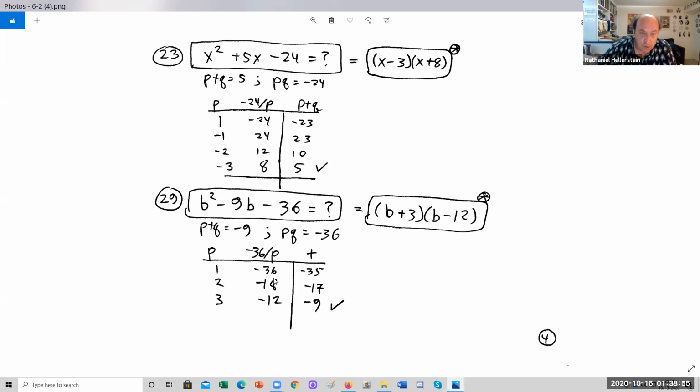P is 3, Q is -12, sum is -9, works. So B plus 3 times B minus 12.